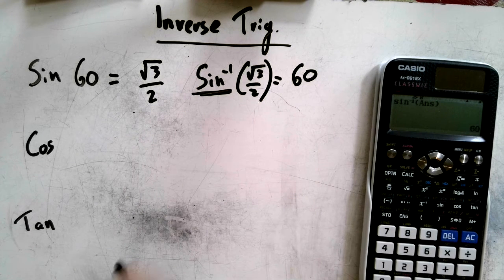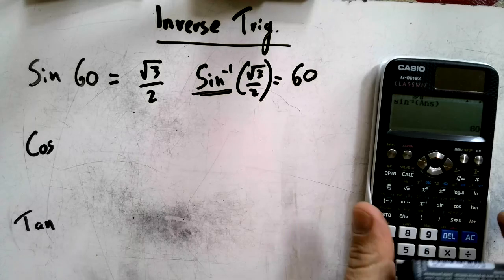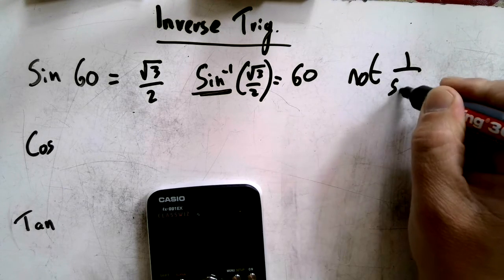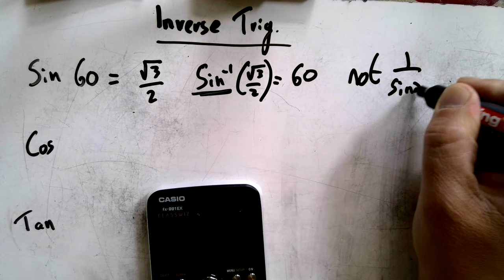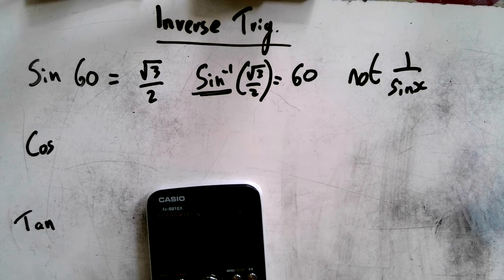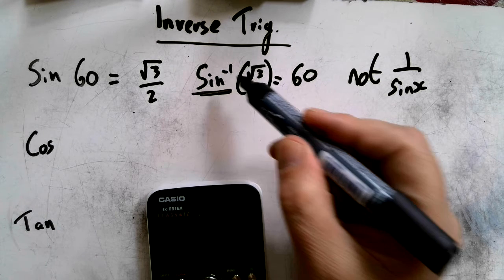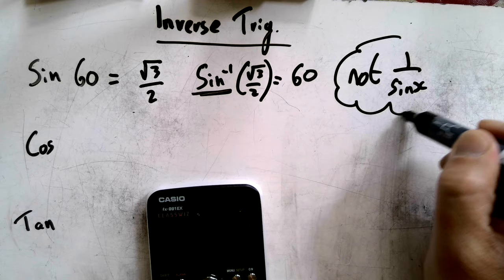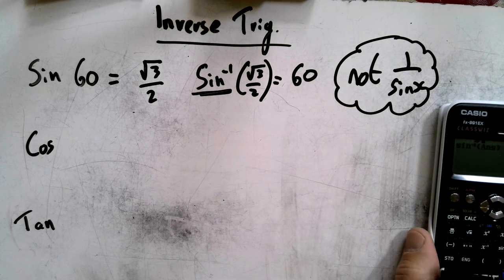Now, what this isn't, okay, this is not 1 over sine x, okay? And I know the minus 1 is a bit confusing, okay? This minus 1 here means inverse, okay? It does not mean, and this is really important, it's not 1 over sine x. We're going to come to that in the second part of today's lesson, okay?